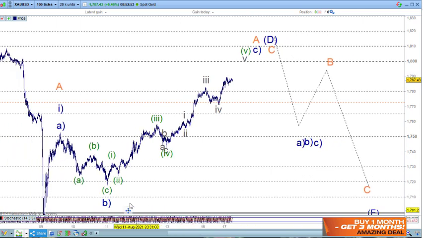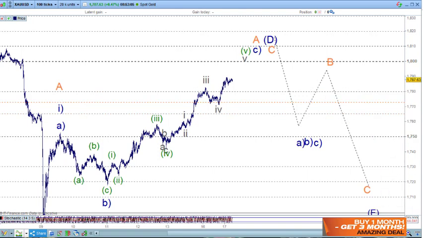Do we get 3 waves up? Then if we get 3 waves up, because we pull back down quite deeply here, then we'll know we're still in the triangle pattern. But if we get 5 waves up, of 1 and 2 here and 3 here and 4 here and then 5 going up, then we'll know where we are.